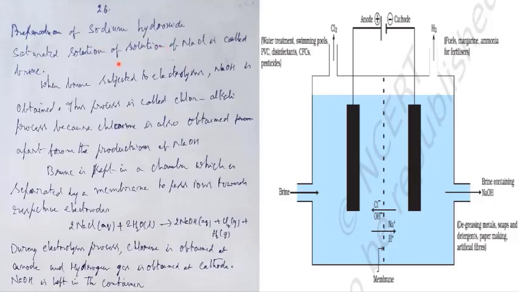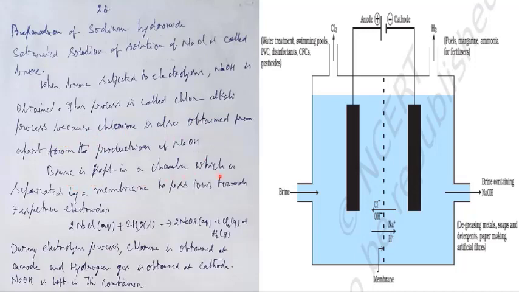Preparation of sodium hydroxide. A saturated solution of sodium chloride is called brine. When brine is subjected to electrolysis, sodium hydroxide is obtained. This process is called the chloralkali process because chlorine is obtained in this process. Here the chlorine obtained is referred to as chlor, and sodium hydroxide is referred to as alkali. Therefore this process is referred to as the chloralkali process.